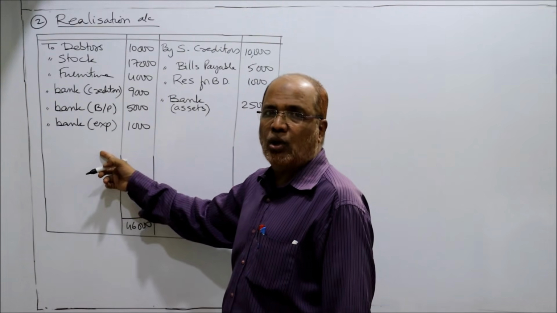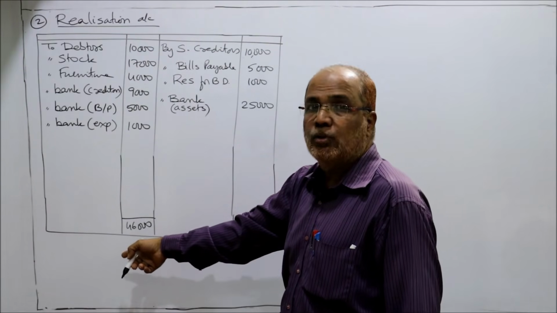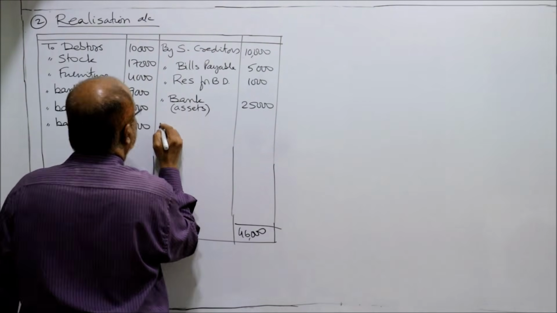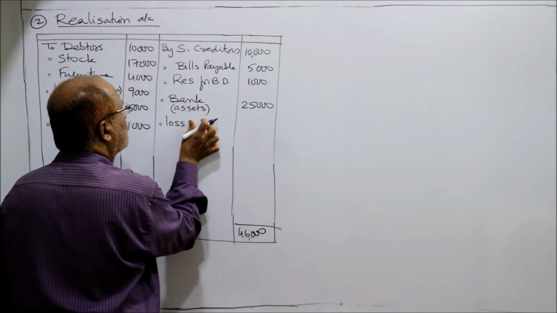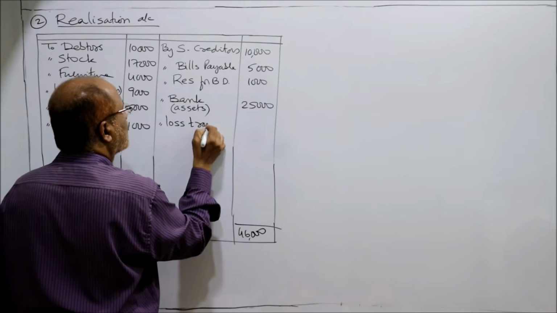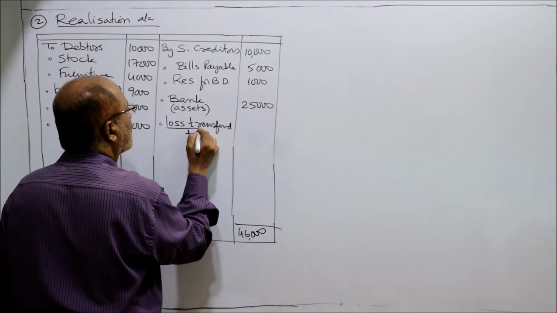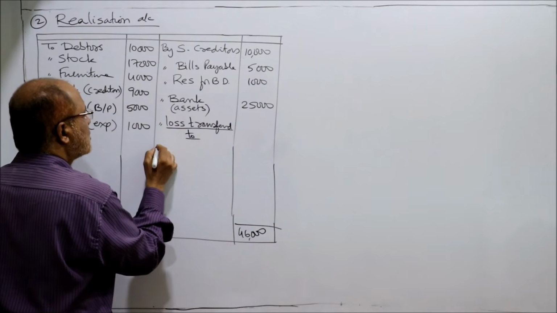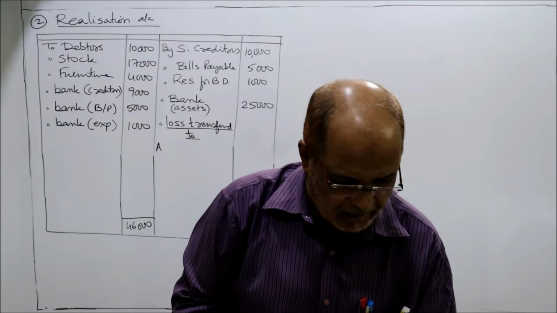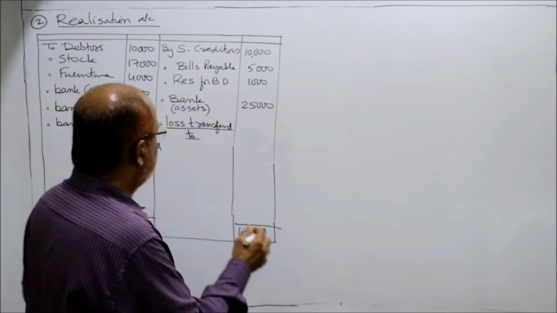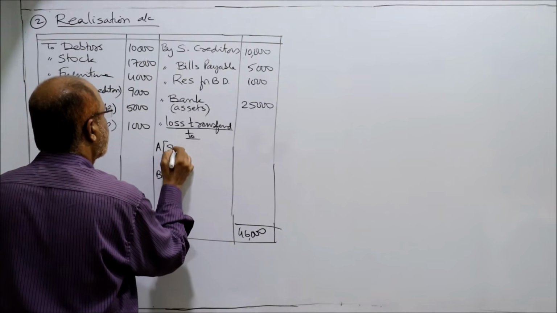If the debit side is more, there is a loss; if the credit side is more, there is a profit. Here the debit side is more, so it is a loss. So here we should write: by loss transferred to A, B. How many partners are there? A and B, two partners. How much loss are we getting? 5,000.